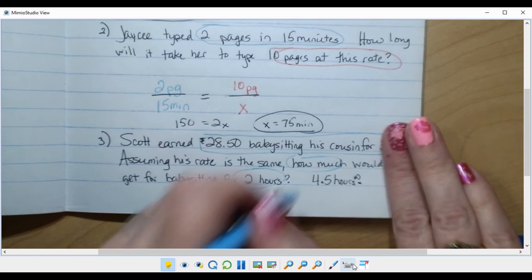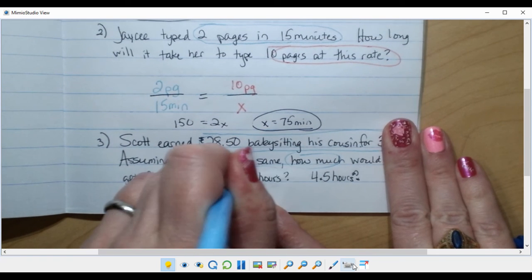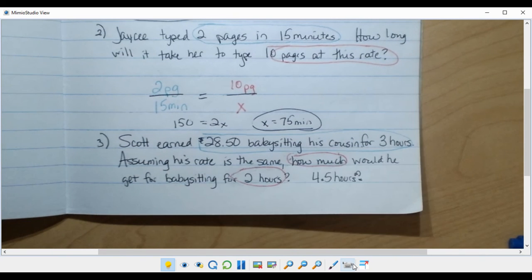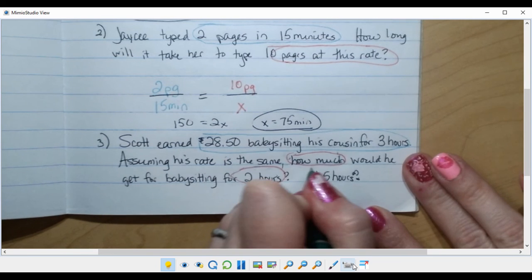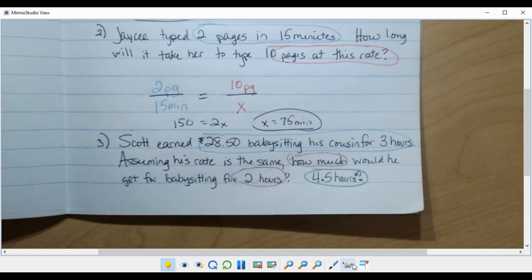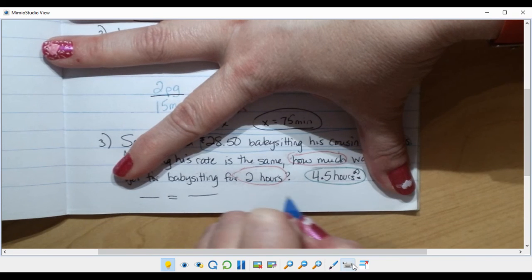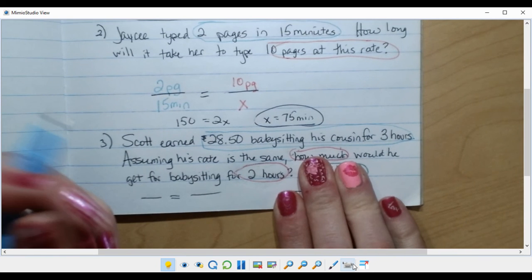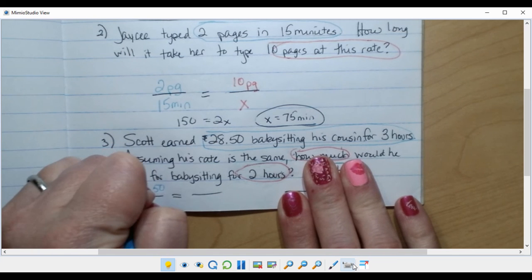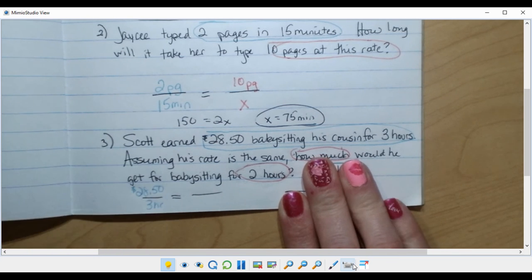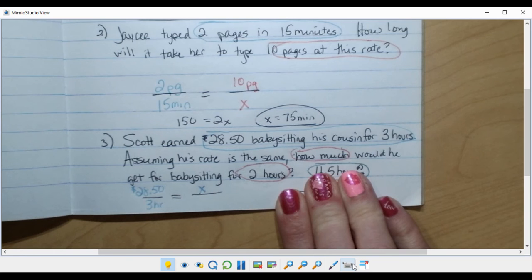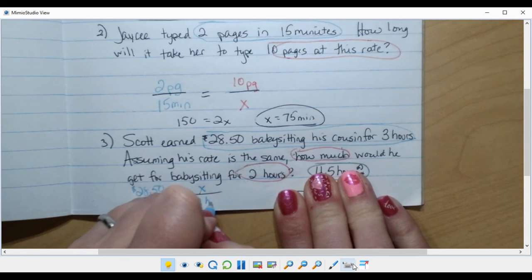Oop, oop, oop. Nope, that should have been in red. Sorry about that. These erasable colored pens are amazing. And then I'm also going to do it with a green pen because there's 2 questions. Okay, so I'm going to set up 2 different proportions, one at a time. All right, so 28.50 for 3 hours. Labels can be really helpful for this too. Okay, now how much, so that's where the X is going to go, for only 2 hours.